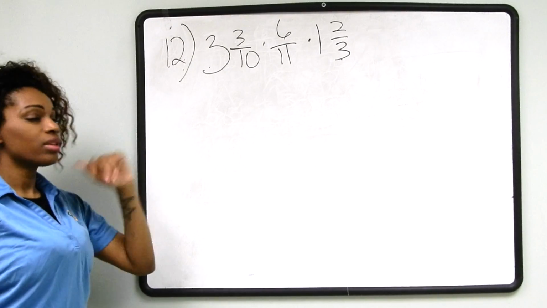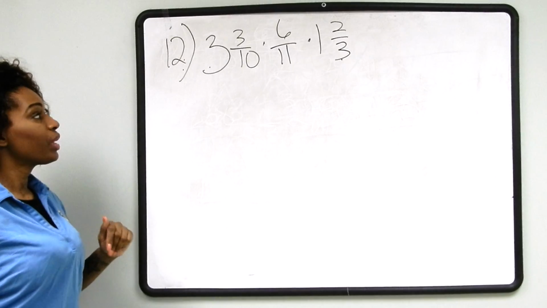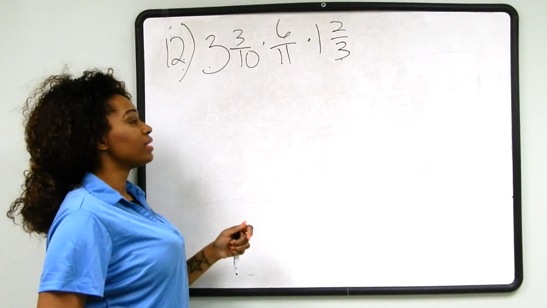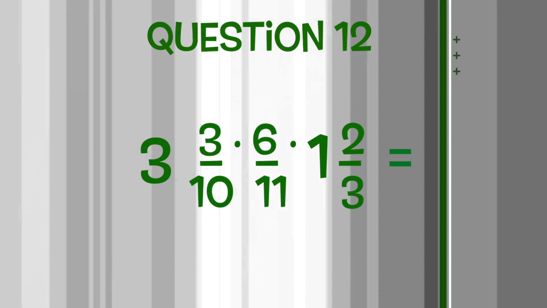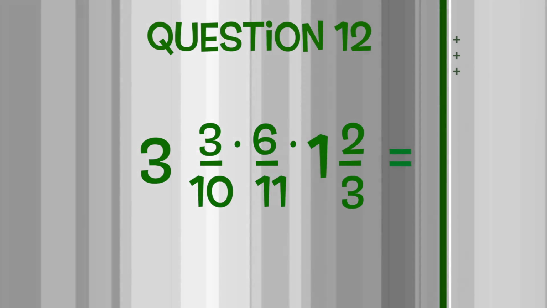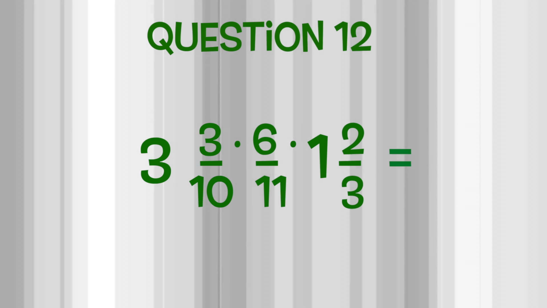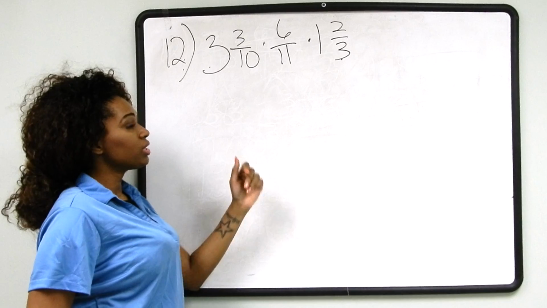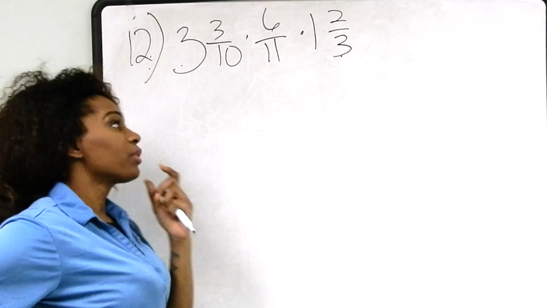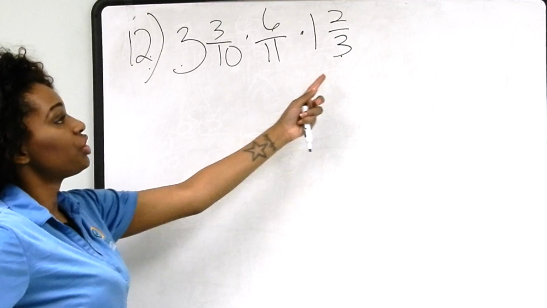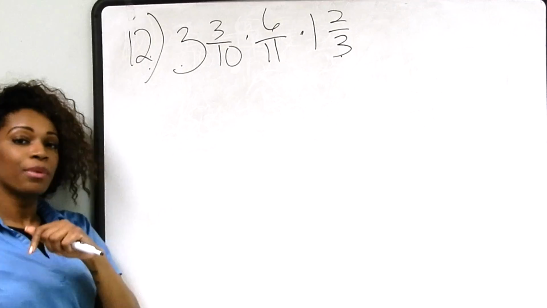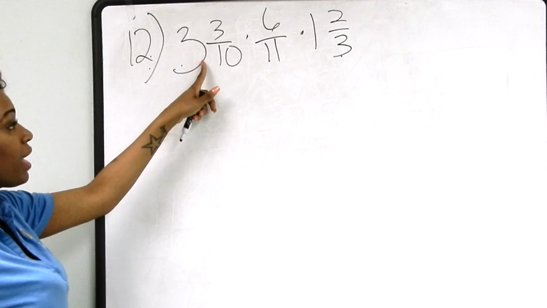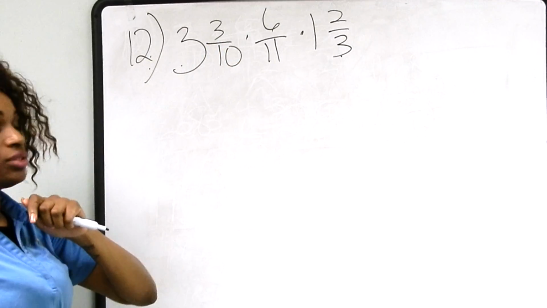Number 12 on the Math 086 final review, we're multiplying 3 3/10 times 6 over 11 times 1 2/3. So what we're going to do is take these three fractions and multiply. Since we have mixed fractions, we're going to have to change them to improper fractions before we even begin to multiply. Well, the first one, 3 and 3 over 10, we're going to change, okay?